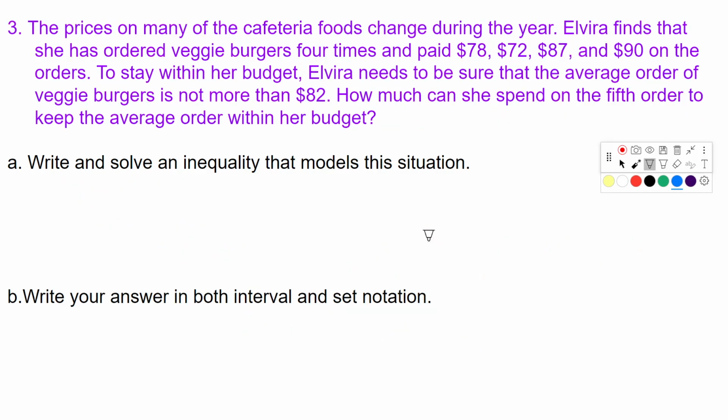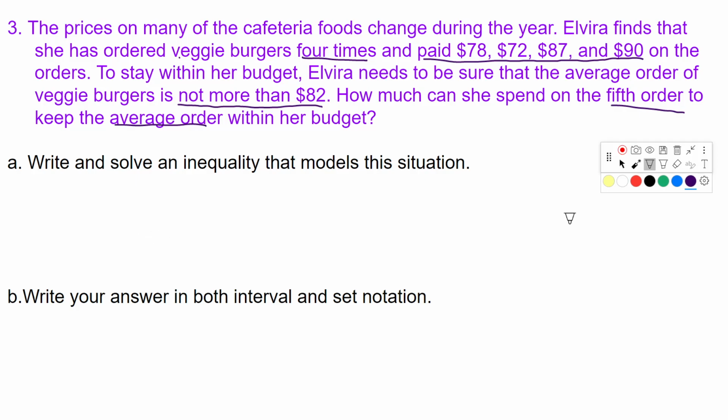Next example. We have prices on food change throughout the year. She's ordered veggie burgers 4 times and paid $78, $72, $87, and $90. To stay within her budget, she needs to be sure that the average order is not more than $82. How much can she spend on the 5th order to keep the average order within her budget?